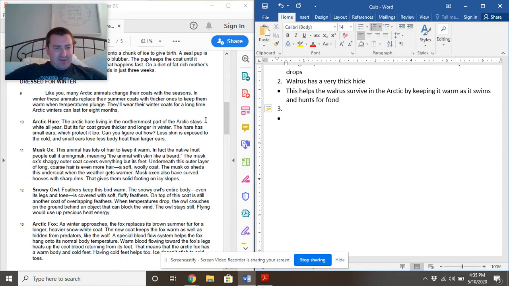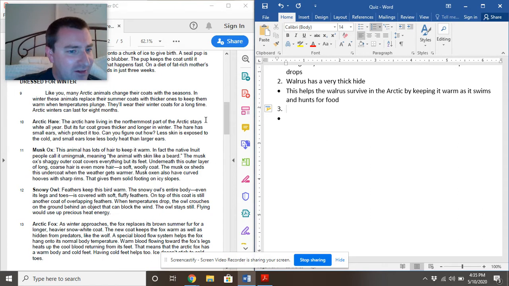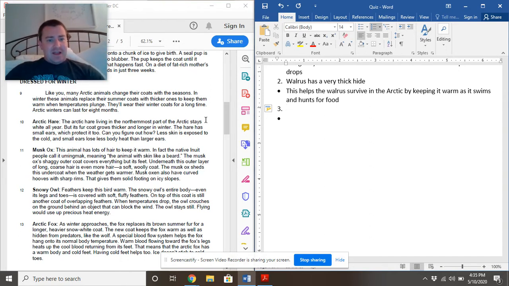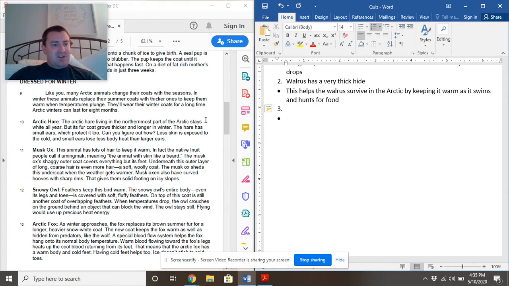The native Inuit people call it the, let's see here, I have to zoom in to even read this. The umamak, meaning "the animal with skin like a beard." The musk ox's shaggy outer coat covers everything but its feet. Underneath this outer layer of coarse hair is even more hair, a soft woolly coat. The musk ox sheds this undercoat when the weather gets warmer.